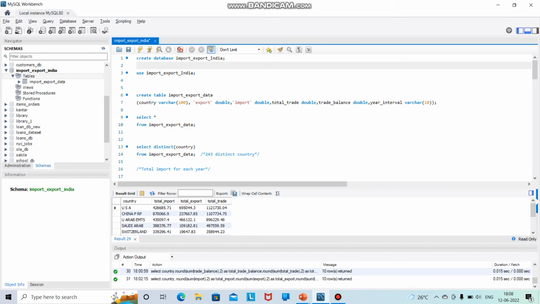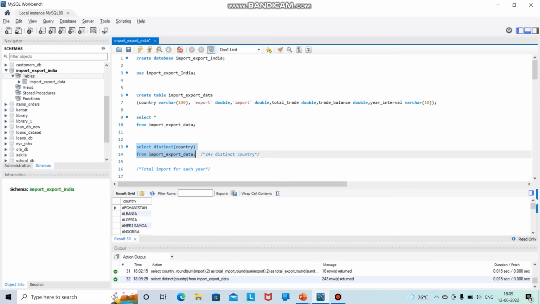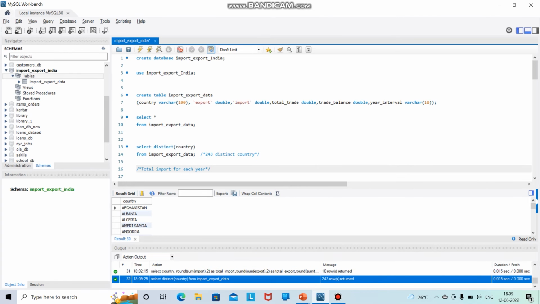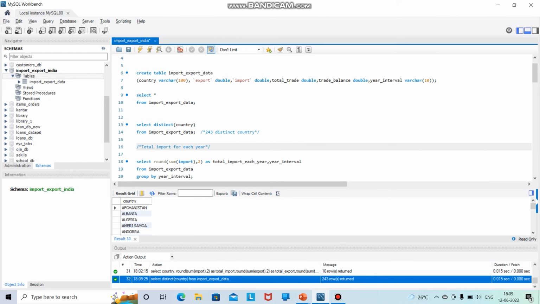Now, this is my MySQL workbench, wherein I created a database named Import and Export India, and I had created the table using the data provided. Now, my first objective was to find out how many countries are associated with India in the trading. So, I've written this query wherein I have found out that if you look at the message, there are 243 rows that are returned. That simply indicates that there are 243 countries that were associated with India in the trading.